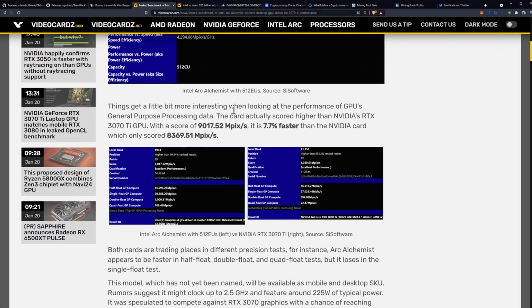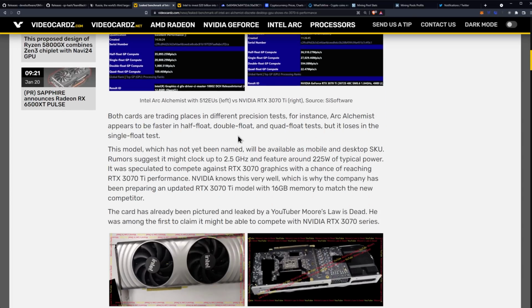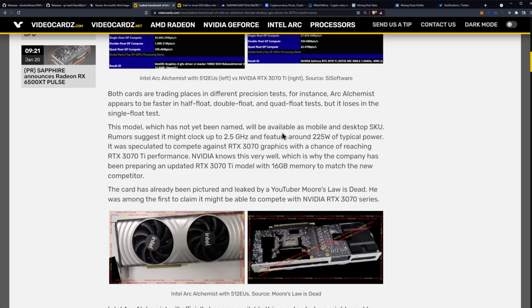This thing gets a little more interesting when looking at the performance of the GPU's general-purpose processing data. The card actually scored higher, and this is interesting too, because we're talking about something that is pretty relevant to cryptocurrency mining, just to be clear. The card actually scored higher than NVIDIA's RTX 3070 Ti GPU with a score of 9,017.52 megapixels. It is 7.7% faster than the NVIDIA card, which only scored 8,369.51 megapixels a second.